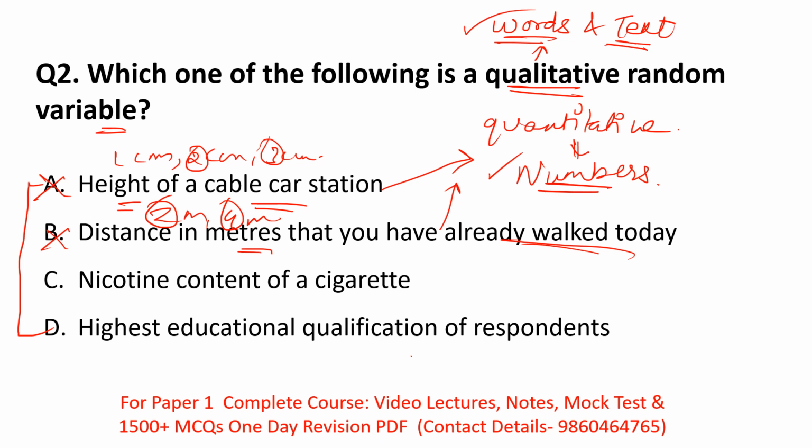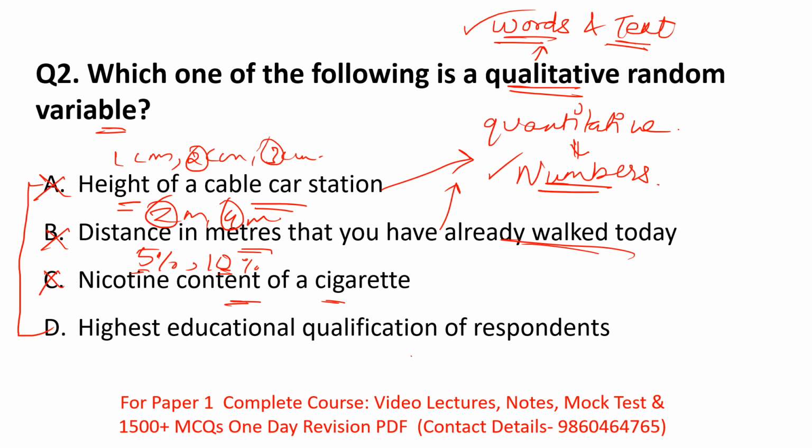Then option C, nicotine content of a cigarette. What percent of nicotine is present in a cigarette? On the box of a cigarette you might have seen that they write 5% nicotine is present in that cigarette, 10% nicotine is present in that cigarette. That means again you are getting the answer in the form of numbers. So option C is also a quantitative variable, not a qualitative variable. So option C is also incorrect.